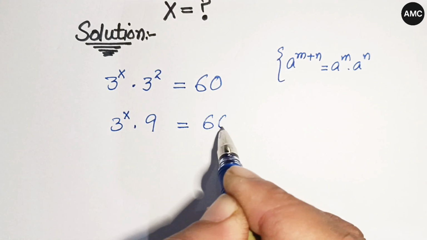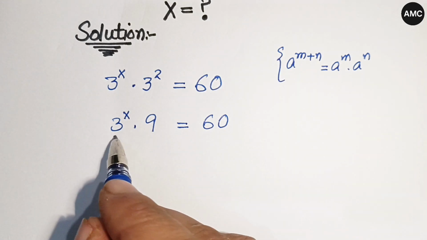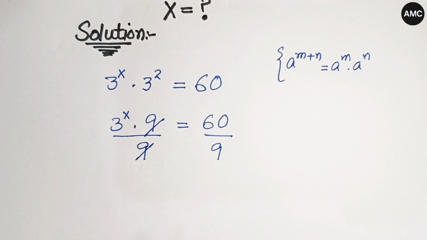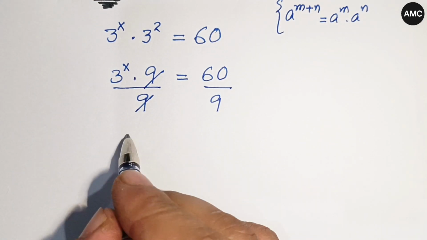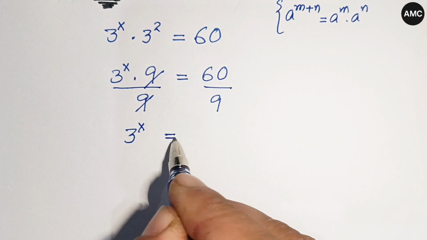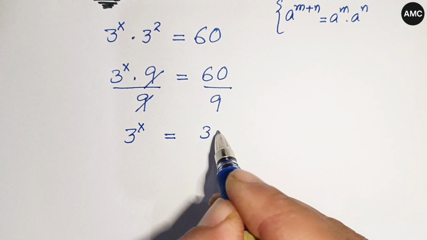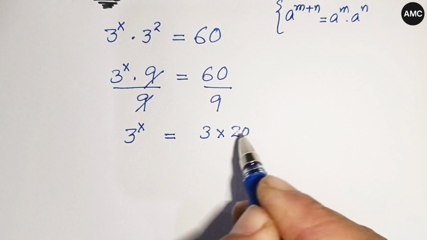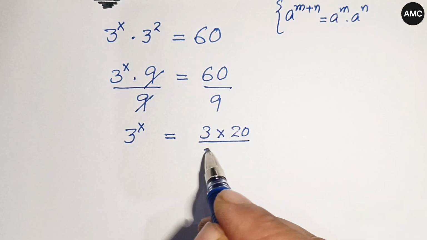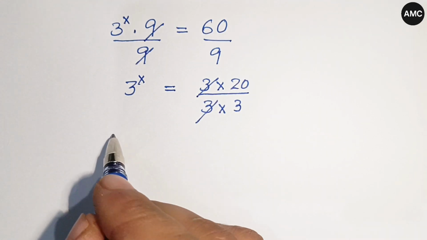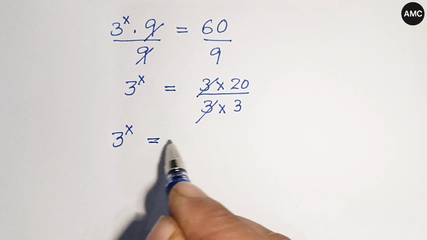Now dividing 9 on both hand sides, so this 9 can be cancelled out. We get 3 to the power x is equal to 60 over 9. 60 can also be written as 3 times 20, and similarly 9 can be written as 3 times 3. Here this 3 is cancelled out with 3. We get 3 to the power x is equal to 20 over 3.